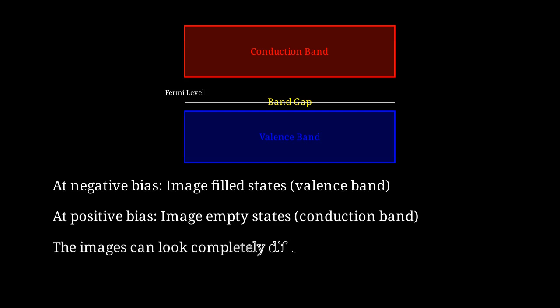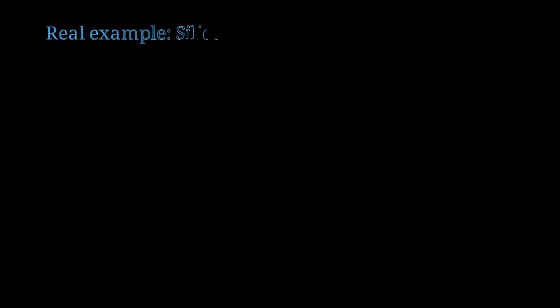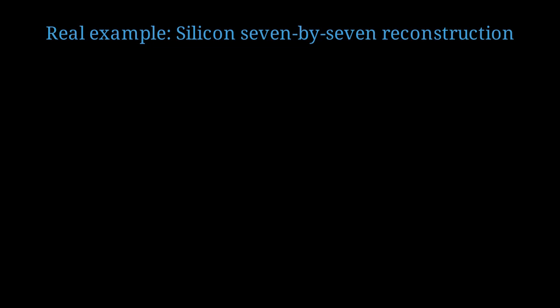Here's the remarkable result. The images at positive and negative bias can look completely different, even though it's the same surface. This proves we're imaging electronic states, not just atomic positions. A famous real example is the silicon 7x7 reconstructed surface. This surface has a complex arrangement of atoms with different bonding configurations.